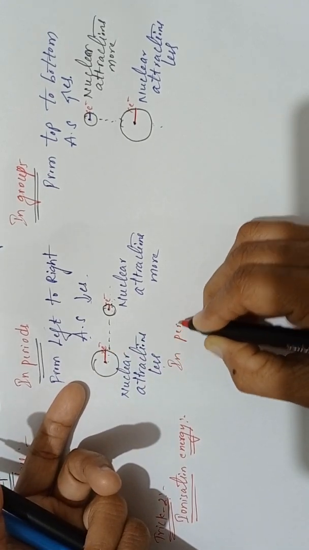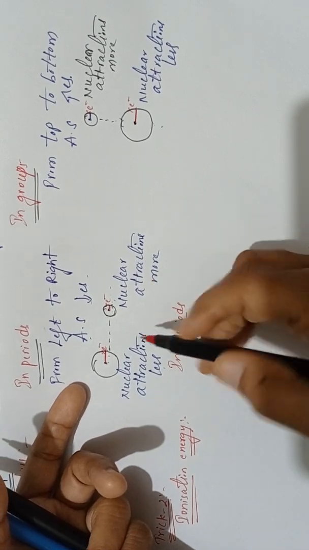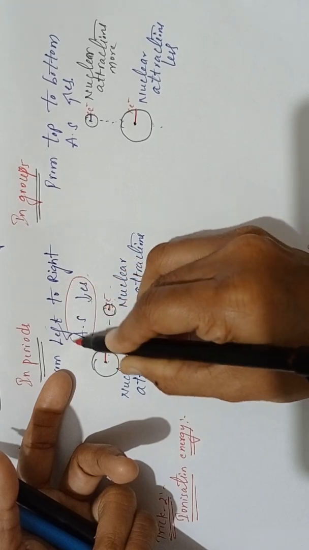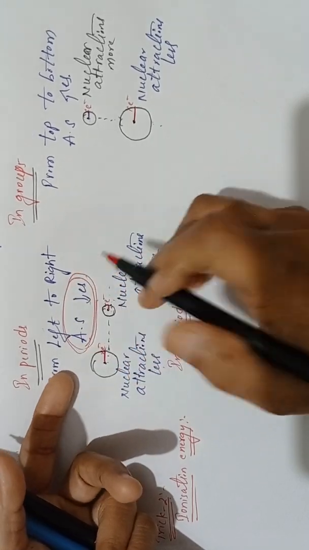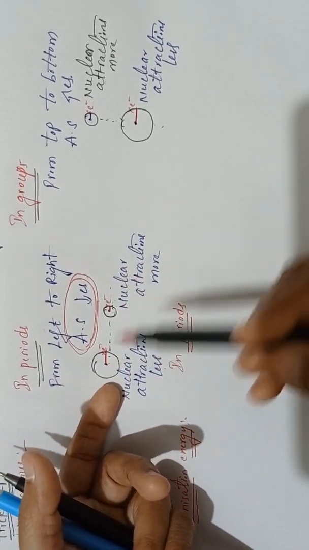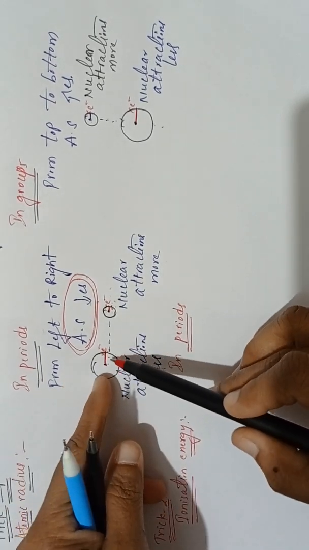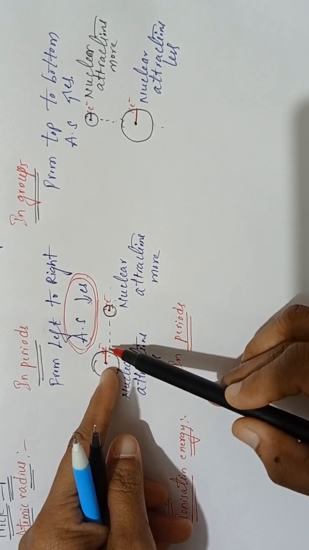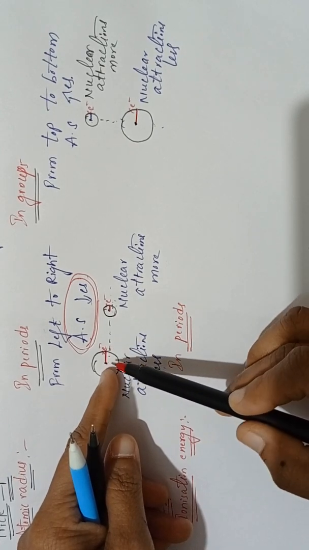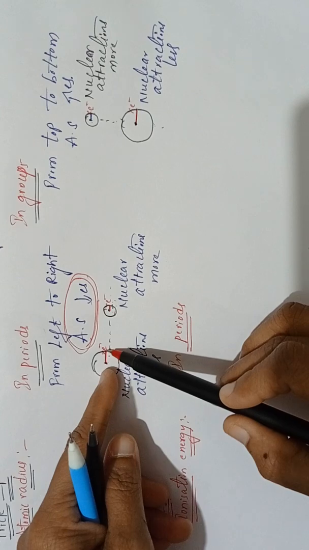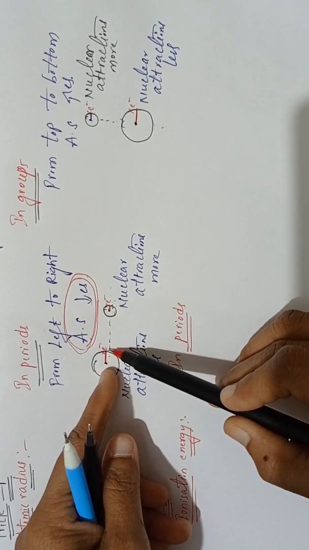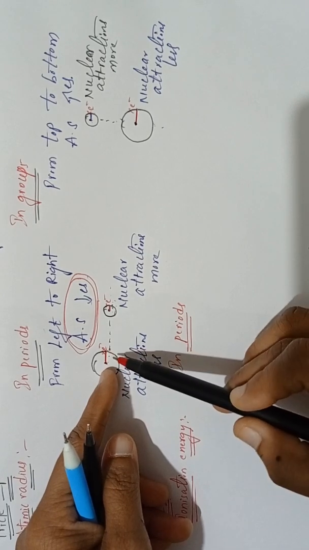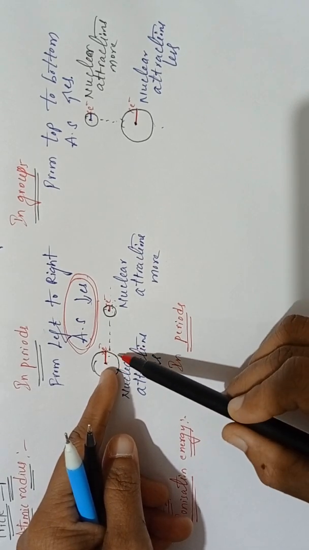Now tell me, students, in periods, what happens to atomic size? Atomic size decreases, so big to small. Here nuclear attractions are less. Nuclear attractions are very less on the valence electron, so that's why we can easily remove the valence electron. By the supply of a little energy, in this case ionization energy is less.